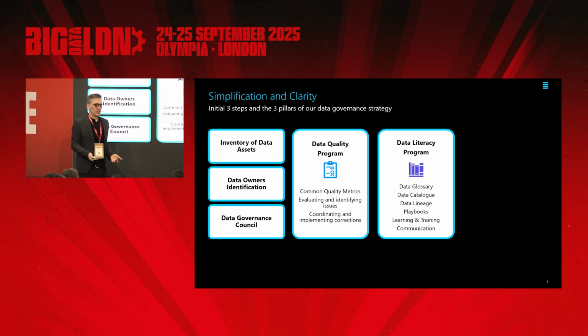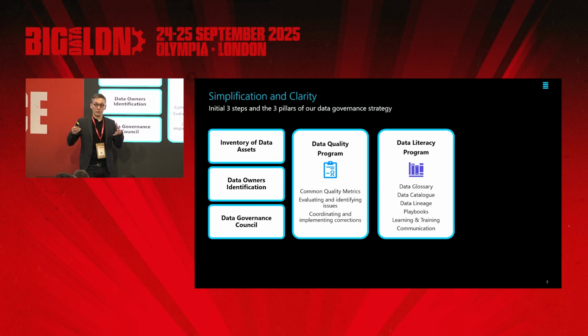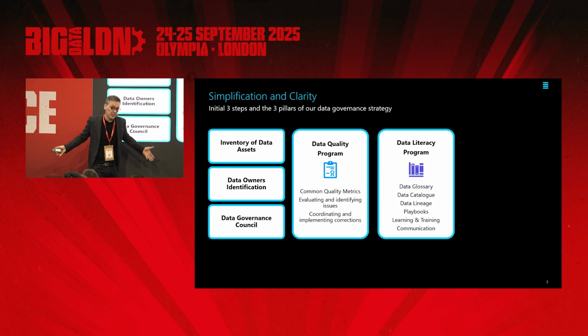The last thing is communication. You need to make sure that you have somebody or something in your governance framework which is communicating about why you are doing this and what you are achieving to the rest of the business, to make sure that you are bringing them with you.